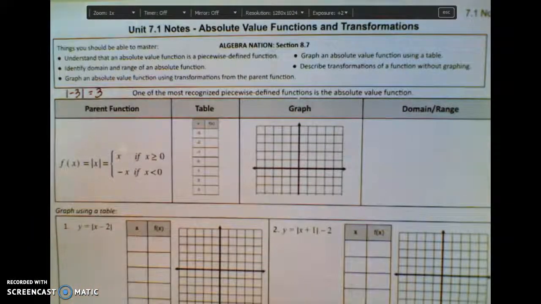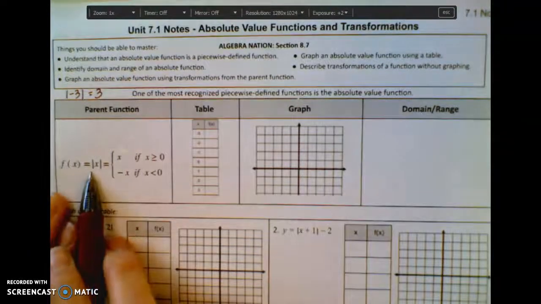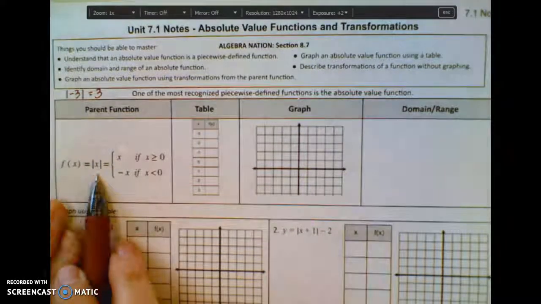So for now we're going to focus on the graphs of absolute value functions. So here is our parent function. Our parent function just means that's the original. Nothing has been done to it. This is the one we are going to compare every single function to when we graph it.